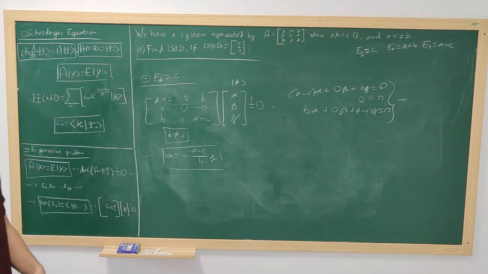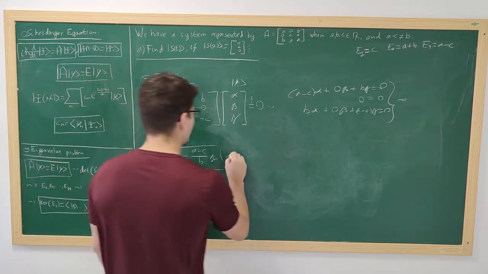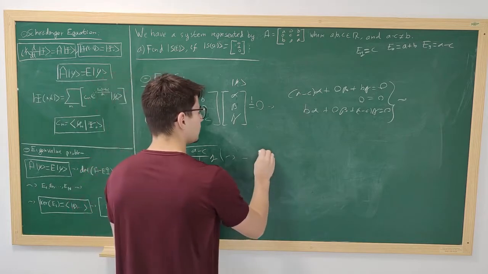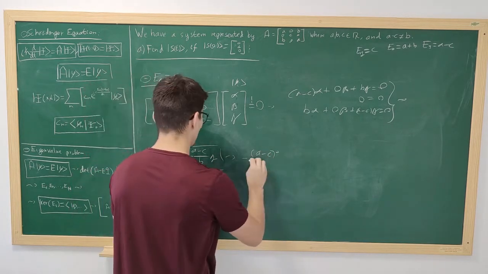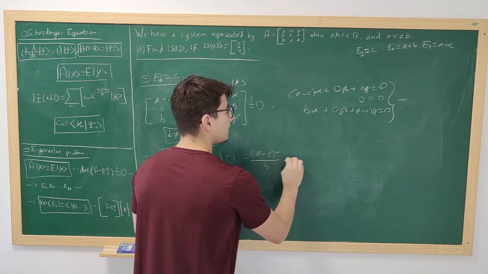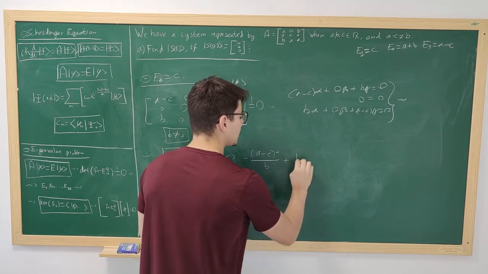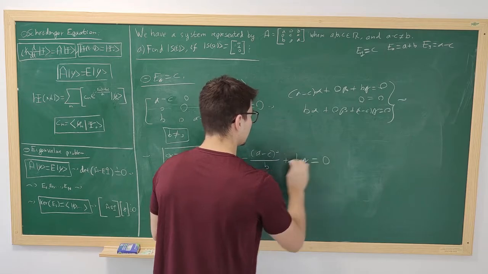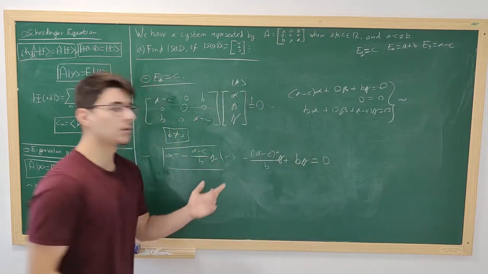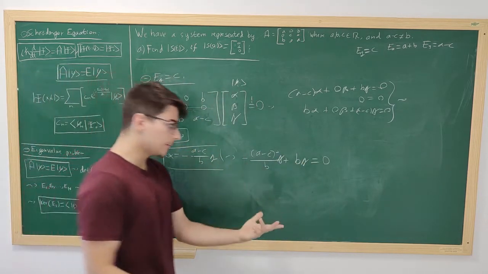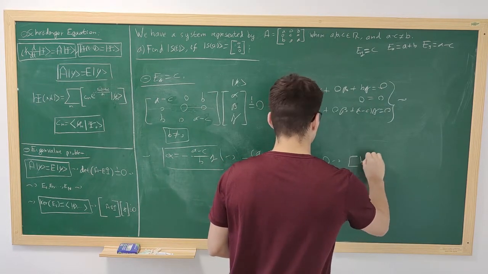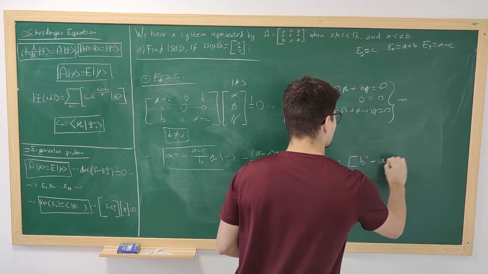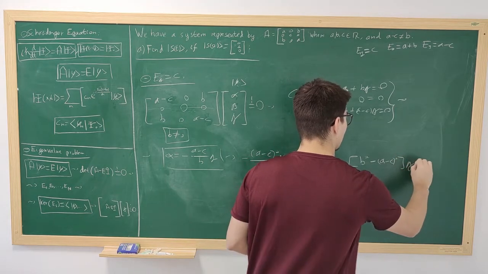Okay, so this is what we get. Substituting on the first equation, we get that minus (A minus C) times this, which just gives us gamma squared over B, plus B gamma is equal to 0. We can multiply by B, and we get that (B squared minus (A minus C) squared) times gamma is equal to 0.